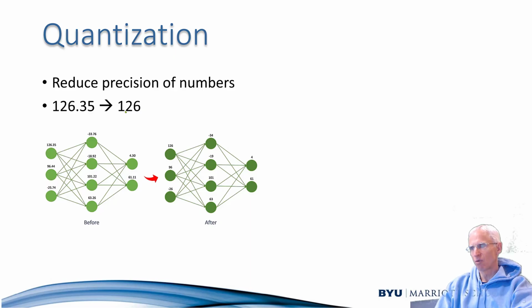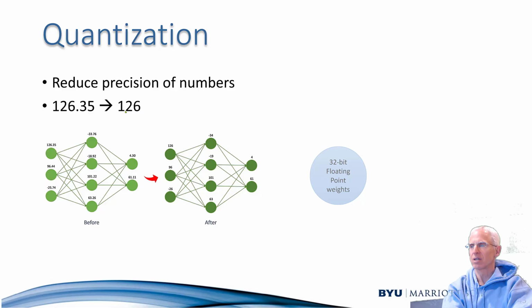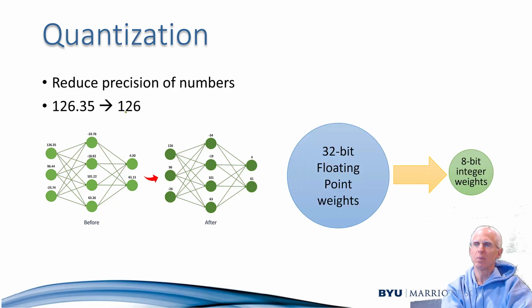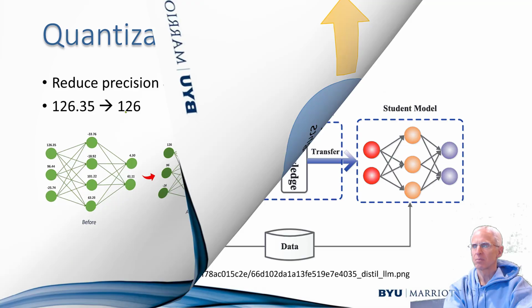The left is before quantization, and the right is afterwards. You basically round everything to the nearest whole number. That's not the only way you quantize, by removing decimal places. It's usually how many bits each weight is represented in. So you might have a 32-bit number, and you drop it down to an 8-bit number. A lot less precision, but the models can still do pretty well.